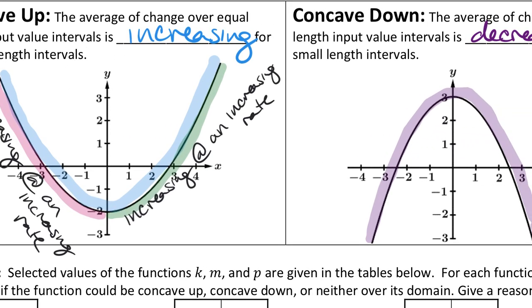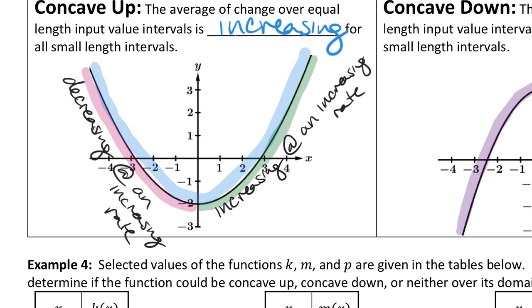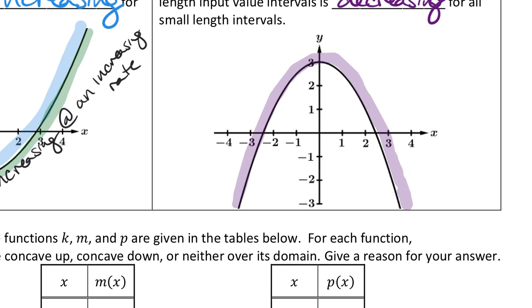Let's do the same thing over here. Okay, so we have decreasing at an increasing rate, increasing at an increasing rate. How would we maybe describe the first side of this parabola? This section is an increasing function, but since it's concave down, that means the rate is decreasing. So the description here would be increasing at a decreasing rate.